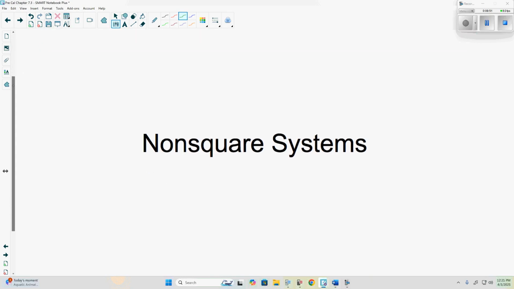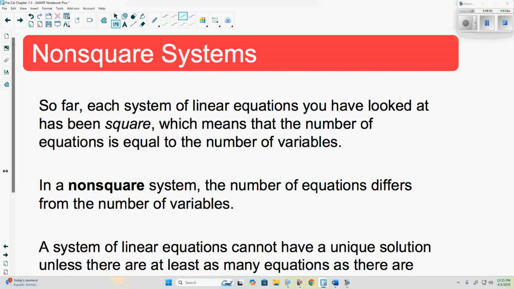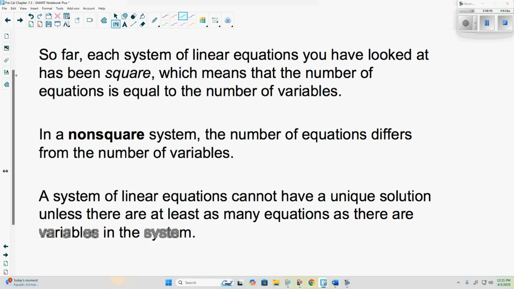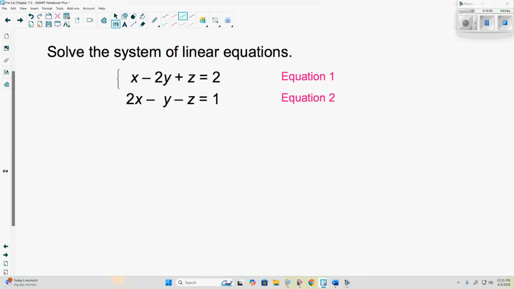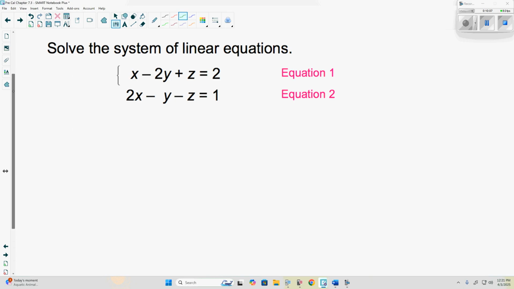And the other thing we'll look at is non-square systems. So non-square system, the number of equations differ from the number of variables. And a system of linear equations cannot have a unique solution unless there's at least one equation. So for these here, these are our non-square. We have 3 variables, but only 2 equations. These work a little differently because we won't have a set point for a solution. We will have infinitely many.